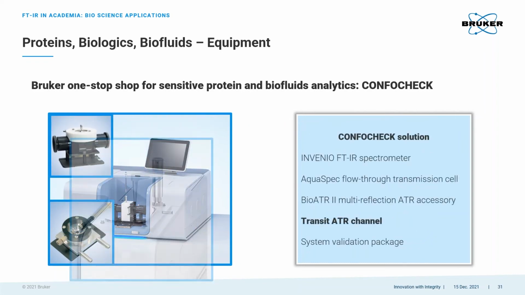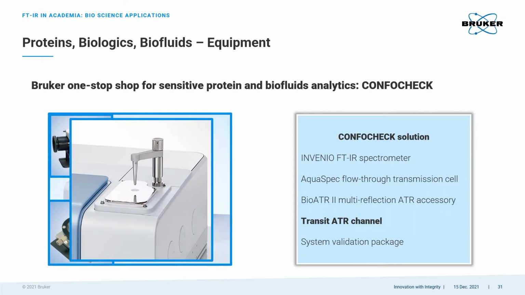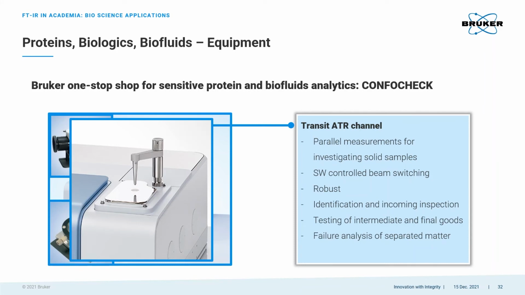ConfortCheck also comes with an additional ATR channel for solid samples, which we call the Transit ATR. It is a perfect extension to VINO, where the main sample compartment already contains an accessory for fluid analysis. With the Transit ATR, you can do parallel measurements of solid samples in the very same spectrometer without touching or influencing the setup in the main compartment. This enables 2 measurement methods being ready in parallel at any time. The switching between the methods can easily be done with a click in our Opus software.